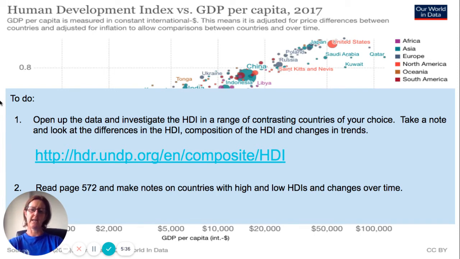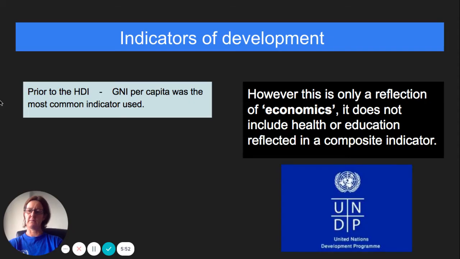with high and low HDIs and how they might change over time, or you can look this up as well. But I would make some notes on contrasting countries of your choice and see if there's any anomalies as well. Look at the composition in particular, because I think that's really important as well.